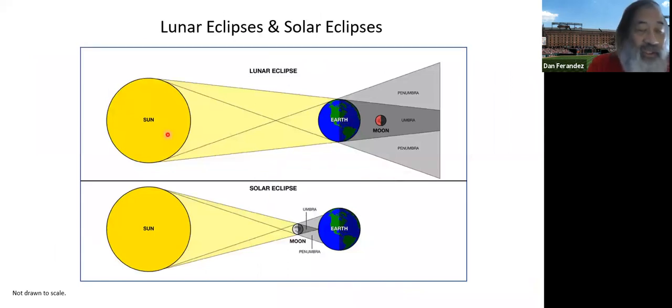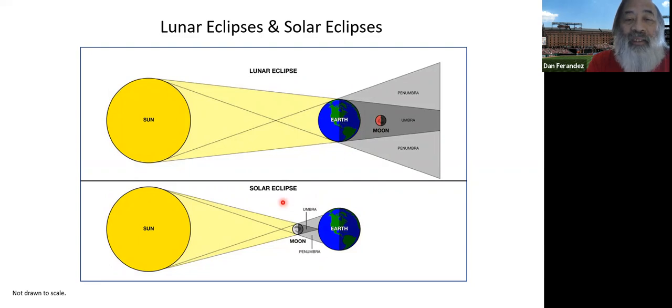This is the configuration of a lunar eclipse. Here's the configuration of a sun eclipse. The lunar eclipse is when you have the sun, earth, and the moon in alignment, and the moon goes across the shadow that is cast by the earth. In this lunar eclipse, you don't actually see the moon disappear. It actually gets dimmer, and then usually during totality, it takes on a sort of reddish tint.